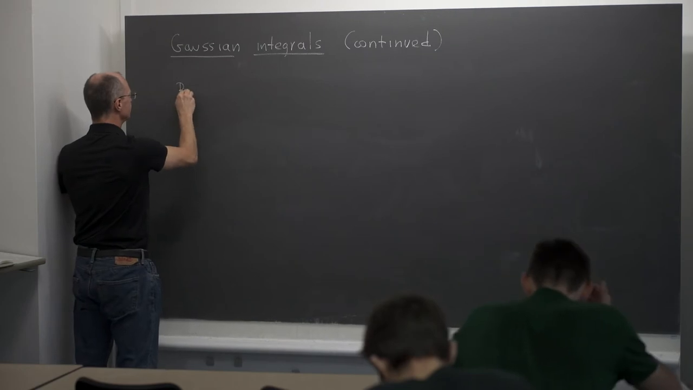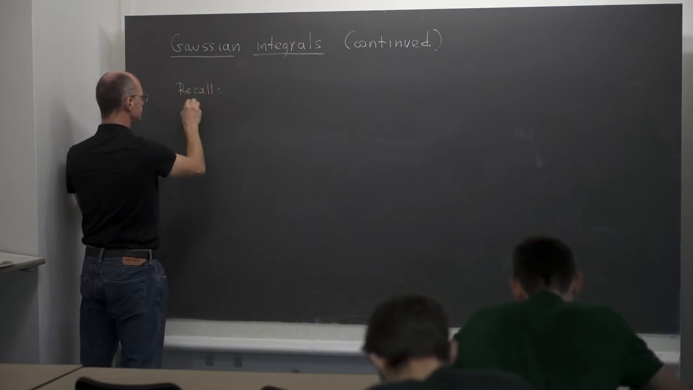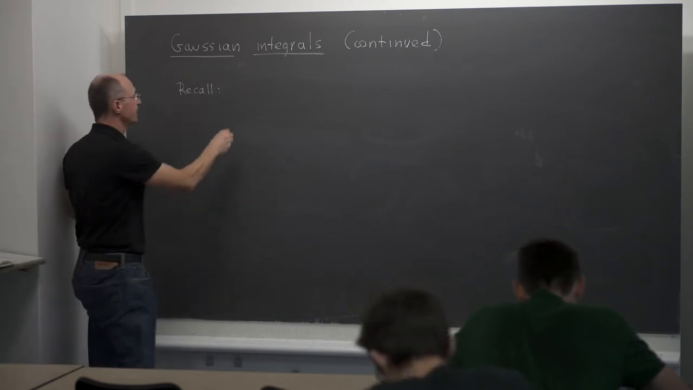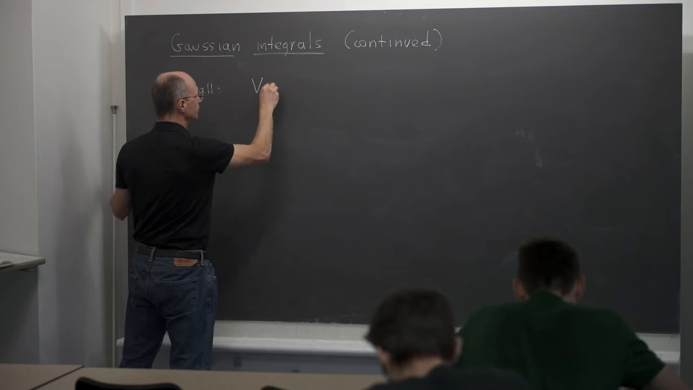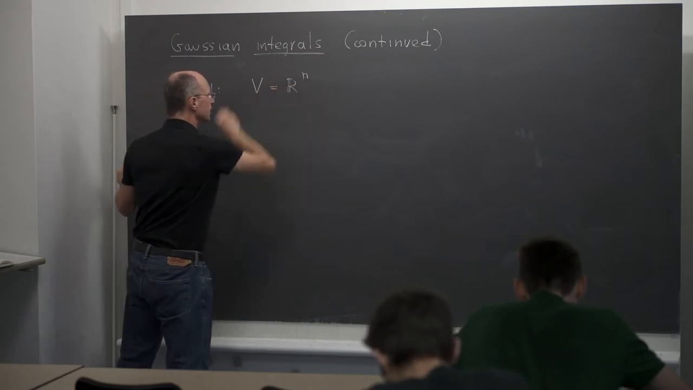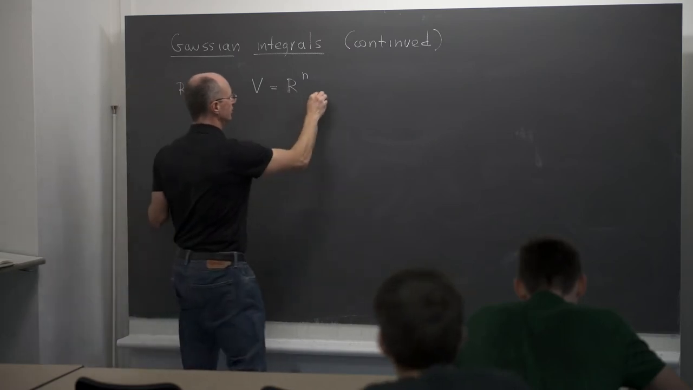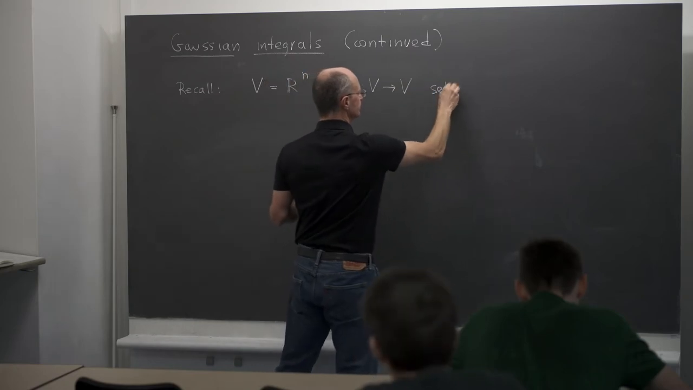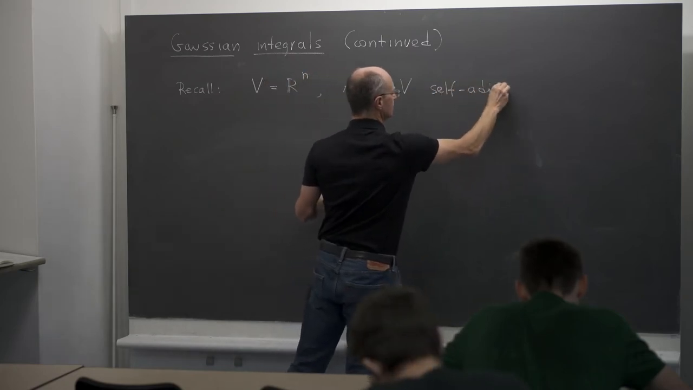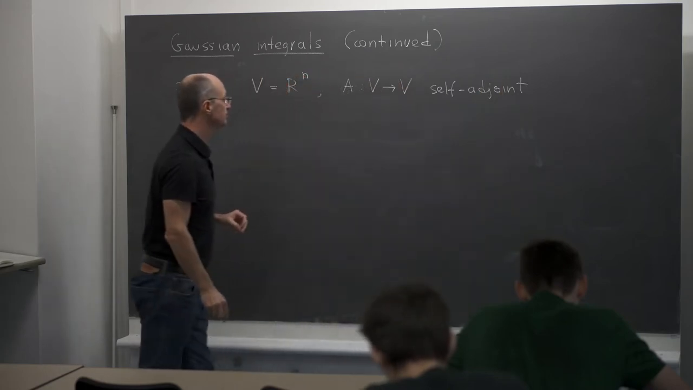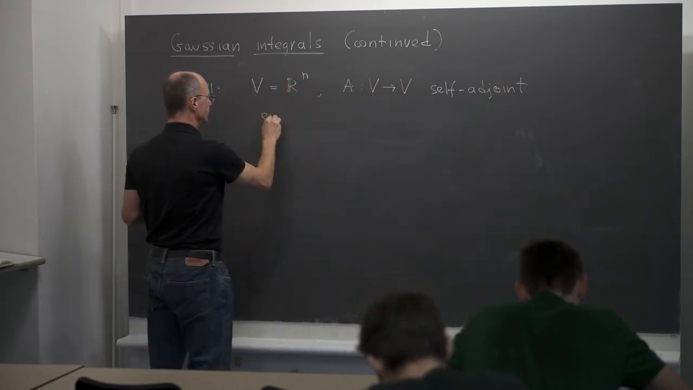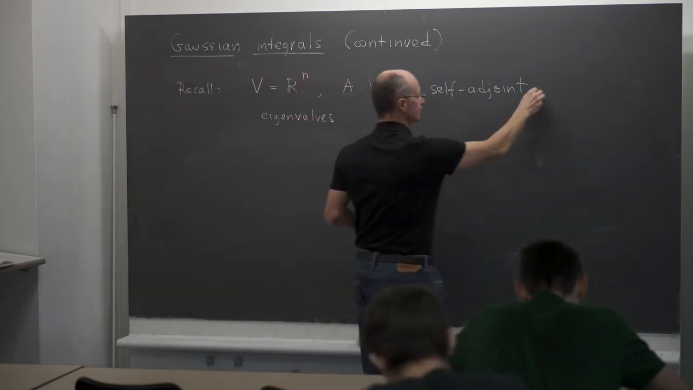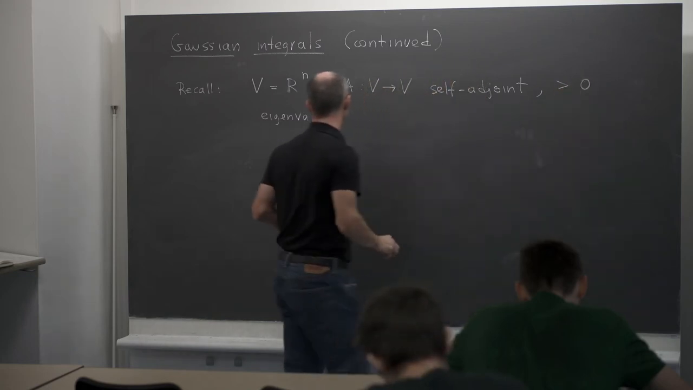So let me recall the setup. First, in the finite dimensional case. So we looked at various Gaussian integrals. So let me recall one of the formulas that we had. So we take V equal to Rn, and we consider the self-adjoint operator A on V. And we assume that all the eigenvalues are positive.